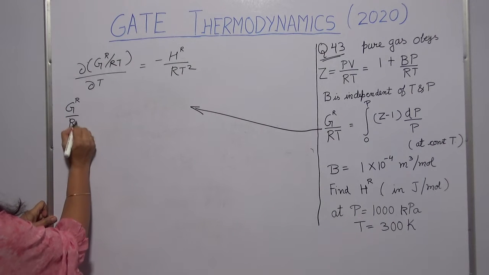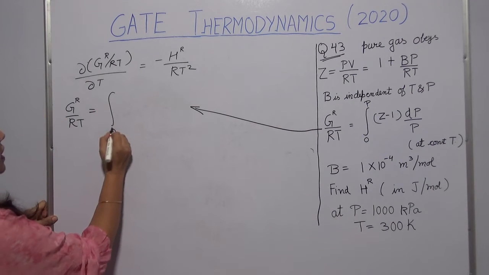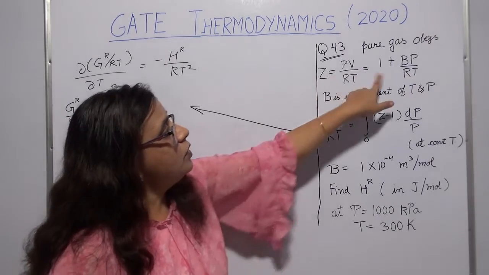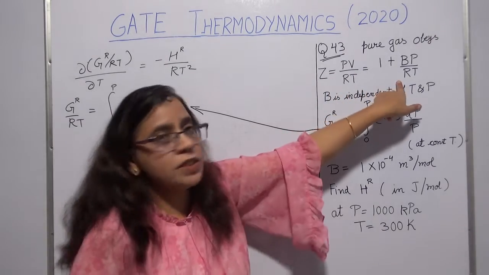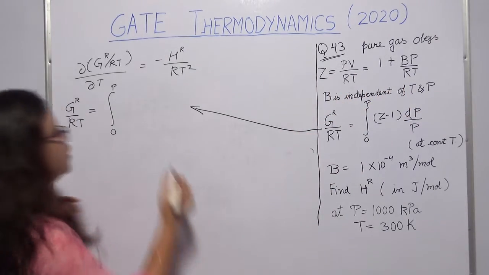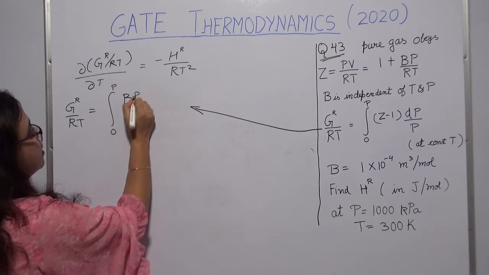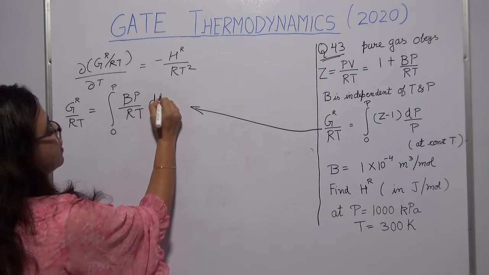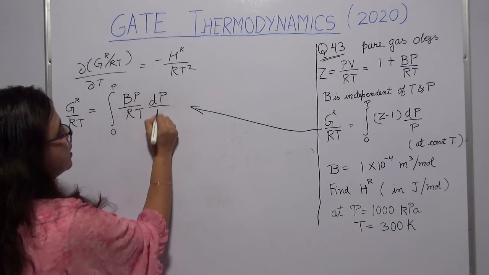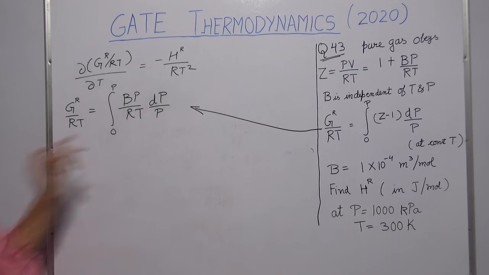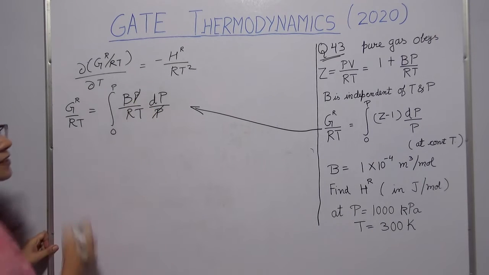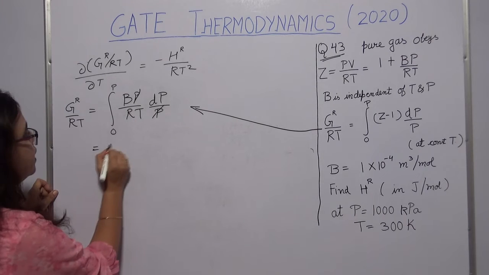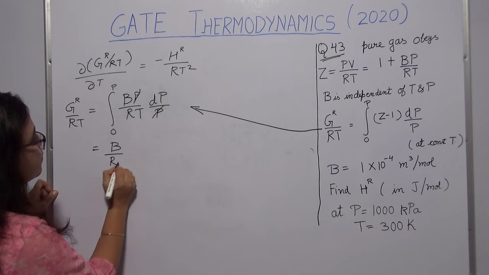GR by RT is equal to the integral from 0 to P. Now Z minus 1, if I take 1 over here, then Z minus 1 is equal to BP by RT. So that's what I am going to write over here, BP by RT, and it has to be integrated with respect to P, and there is one more P over here. Now P and P get cancelled. This has to be evaluated at constant temperature, so I can pull out T.